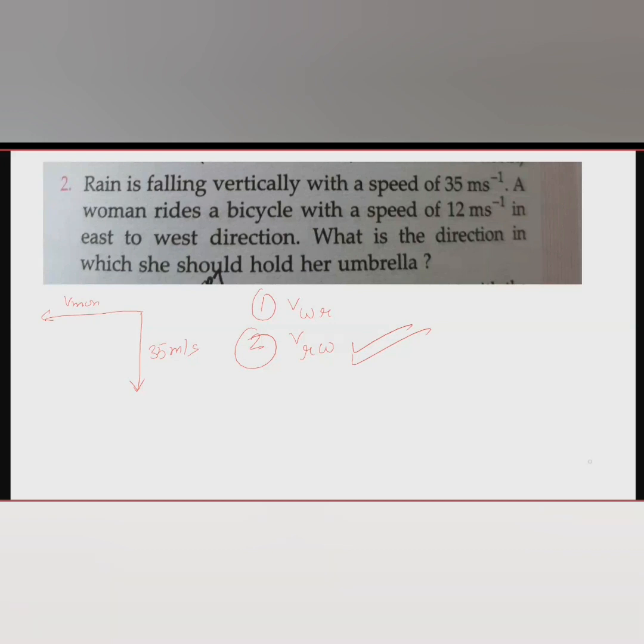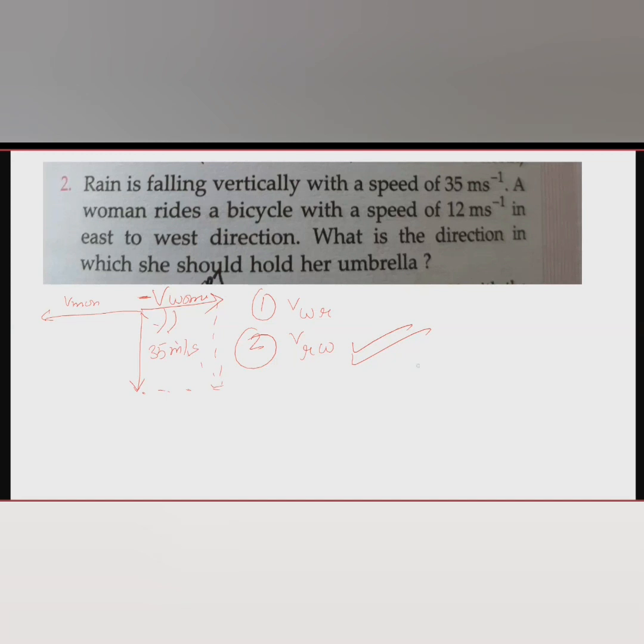So we will take the negative of velocity of woman. So woman is going this way. Negative of woman's velocity would be this way. Superimpose the two, and they have just asked you the angles. So they just want you to find this angle theta.